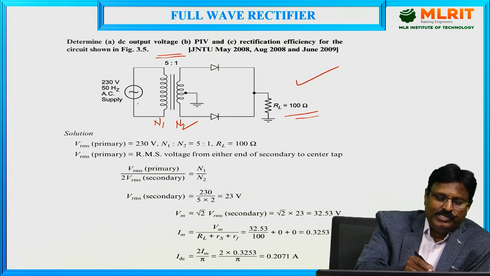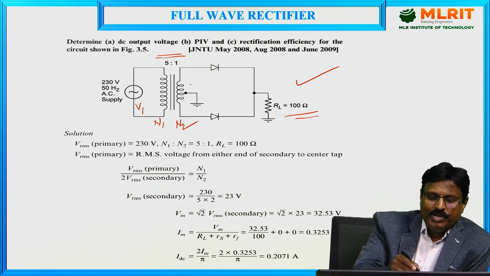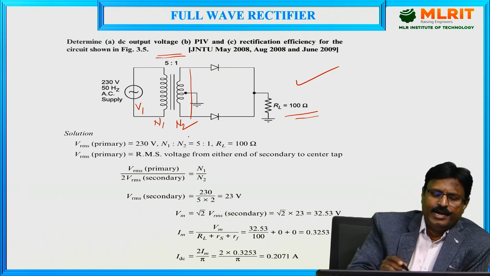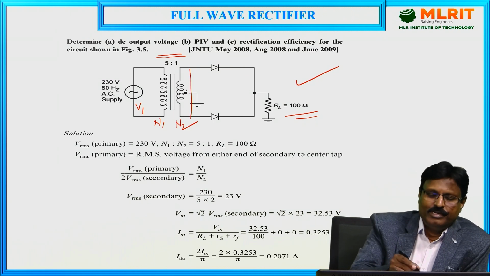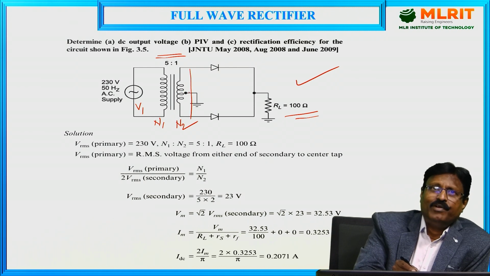And let the input voltage provided here be V1. What will be the output voltage across the secondary of the transformer based on this turns ratio? If it is a step down transformer, remember the number of turns of the secondary winding will be less. If it is a step up, the number of turns of the secondary will be more. But here it is 5:1. That means N2 is equal to 1 and N1 is equal to 5, so it comes under the category of step down.